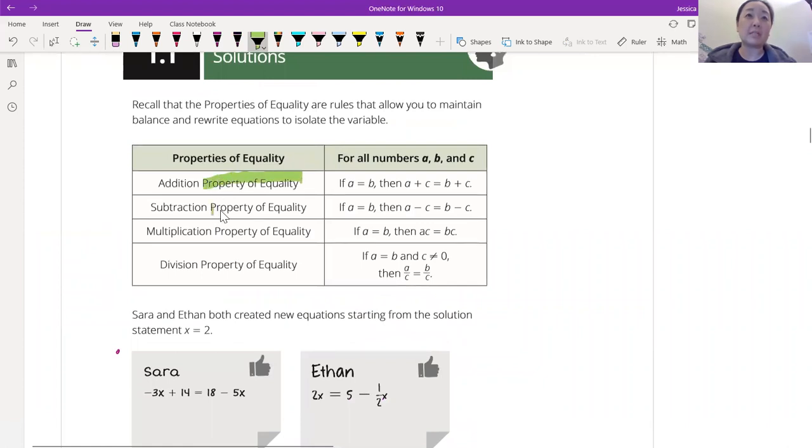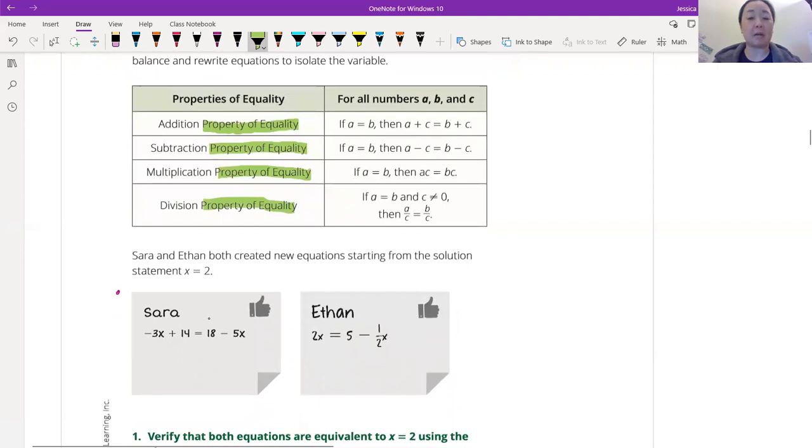Property of equality, notice, is the same all the way through. The only thing that is different is the addition, subtraction, multiplication, division, right? So when do we use these? When we're adding, we use addition. When we're subtracting, we use subtraction property of equality. You see what I'm saying? So the only part that is different is the actual operation itself, but the property of equality is exactly the same. So hopefully that clears things up a little bit, makes it a little less complicated.